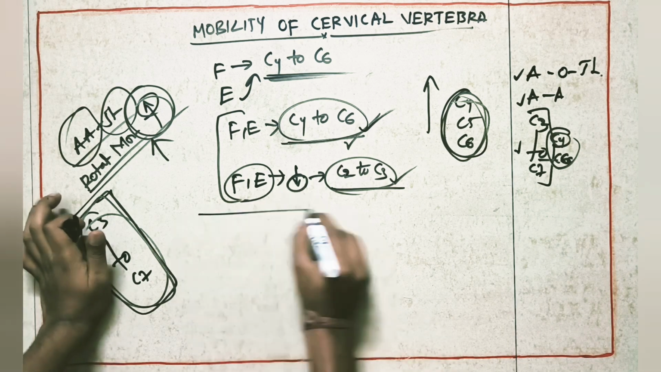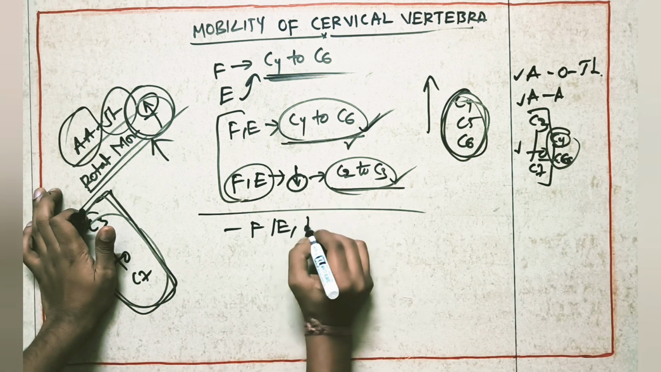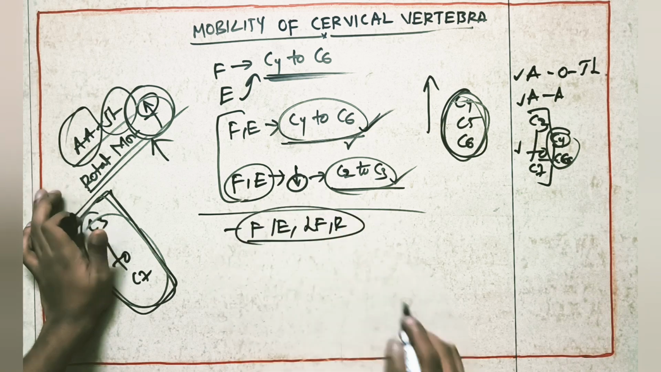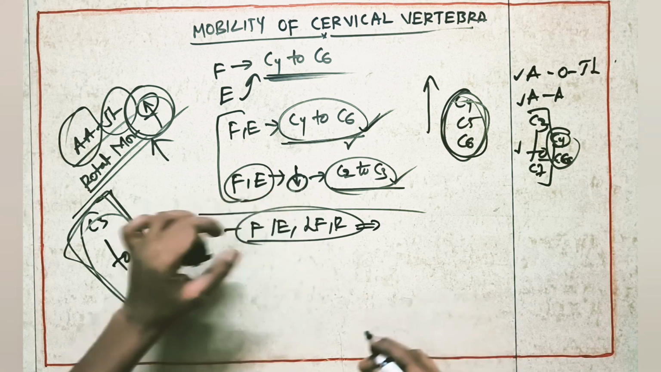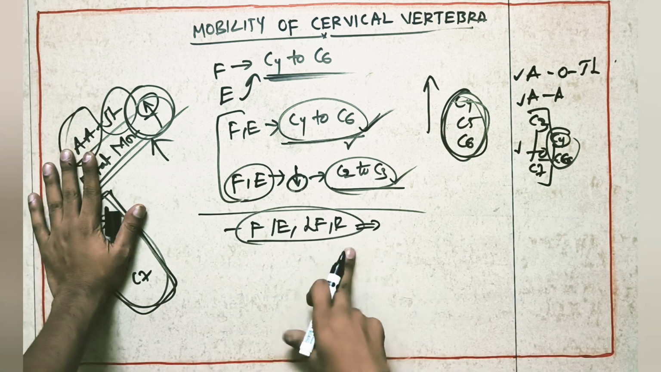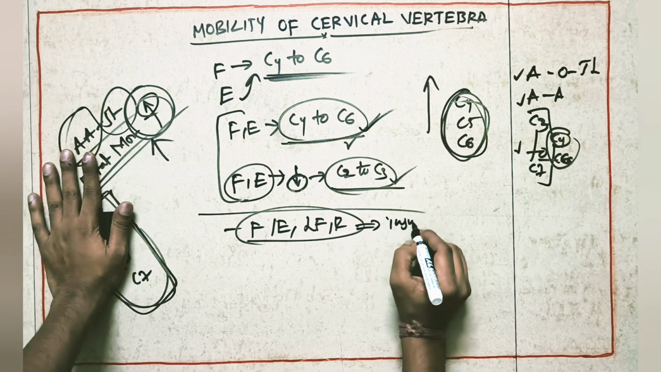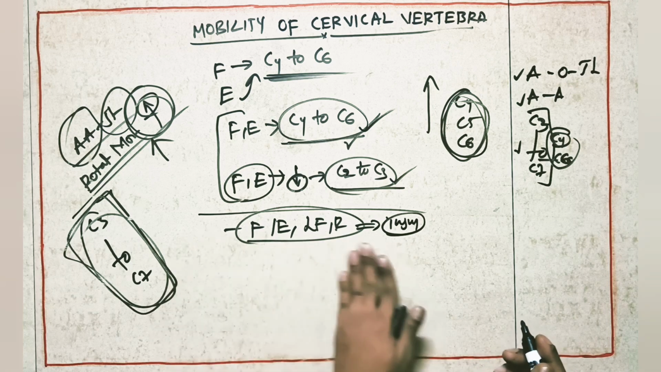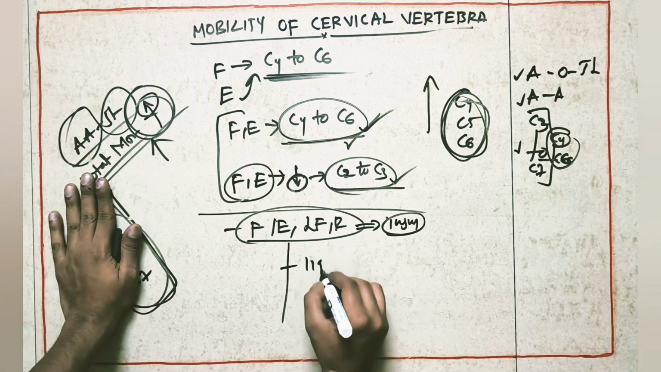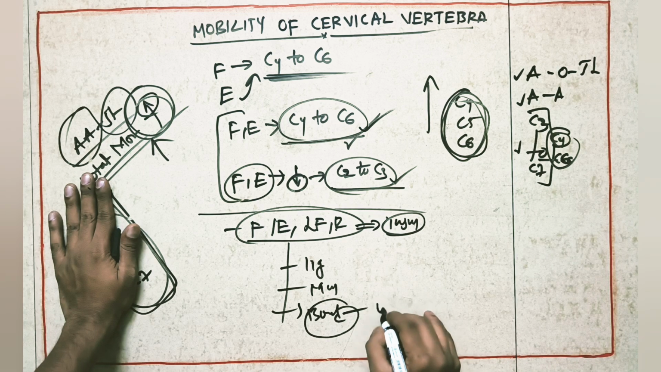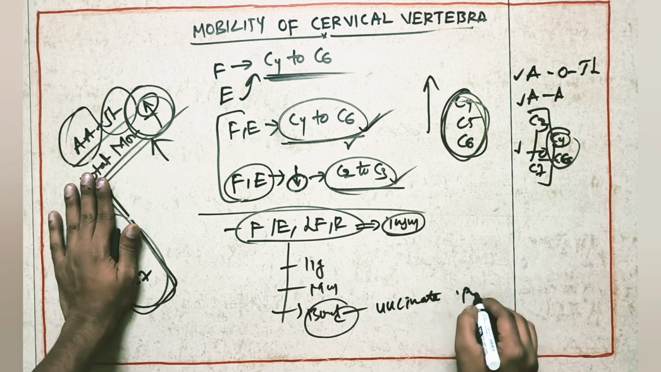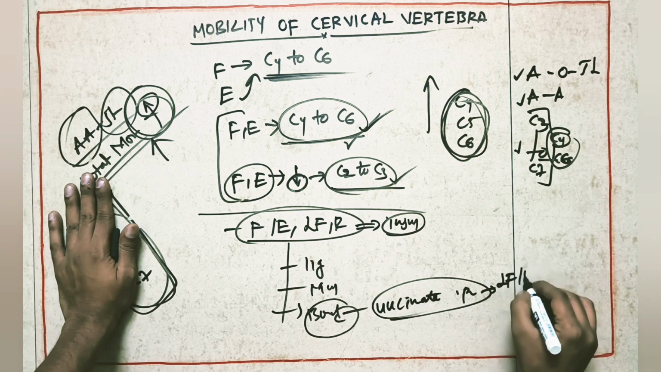What all movements are happening here? Flexion, extension, lateral flexion and rotation. Finally, all these movements should be controlled by some structures. If we do not control these movements, what will happen? These movements will lead to injury. So the structures which control these movements are ligaments, muscles and bony prominences. For example, among the bony prominences, the uncinate process prevents further lateral flexion and rotation movement.